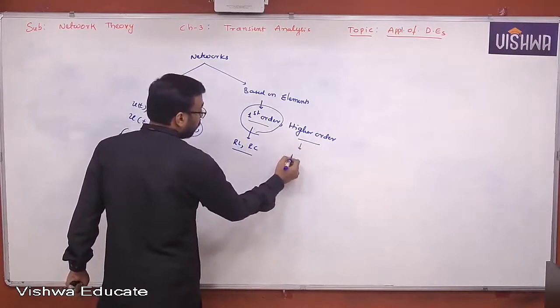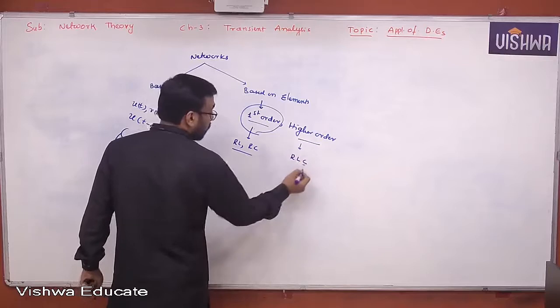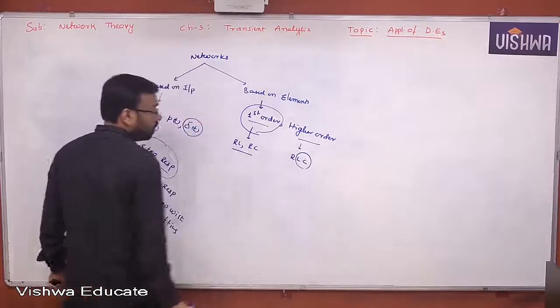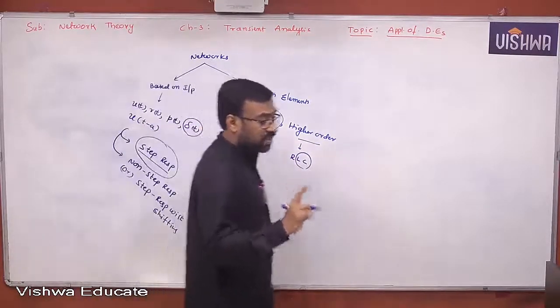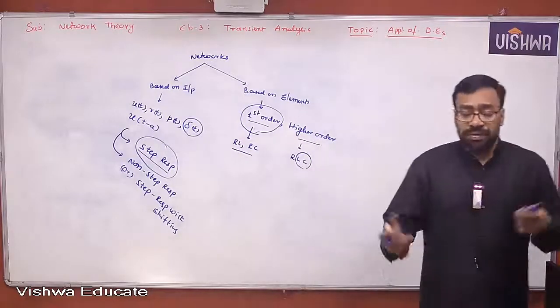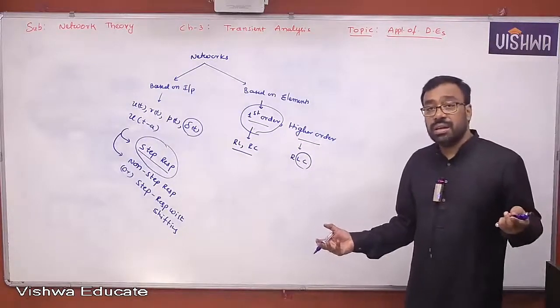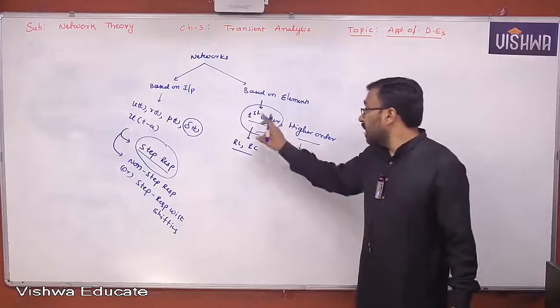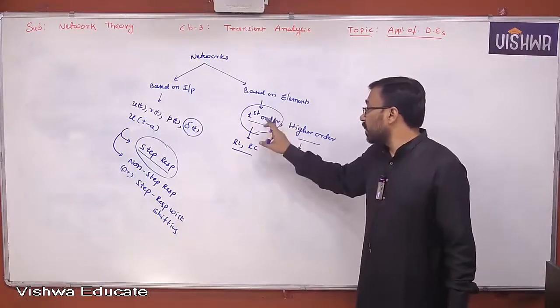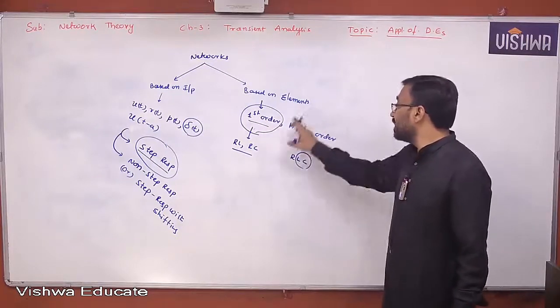Definitely one inductor or one capacitor will be there in the given network. Number of resistors doesn't matter how many are there, but only one inductor will be there or only one capacitor will be there. If you have both, then that circuit is called what?